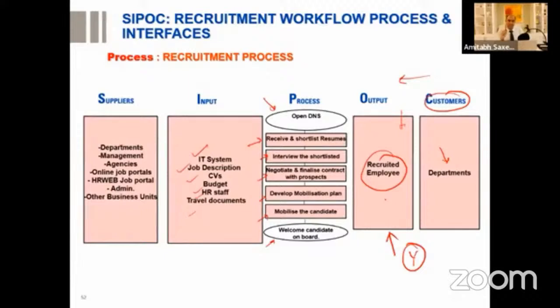Now, three rules you have to remember. You cannot improve if you cannot measure. The second rule is everything can be measured. And the third rule is, if you think something cannot be measured, go back to rule number 2. That means everything can be measured. Now, how can you measure everything? So let me tell you how you can measure everything.